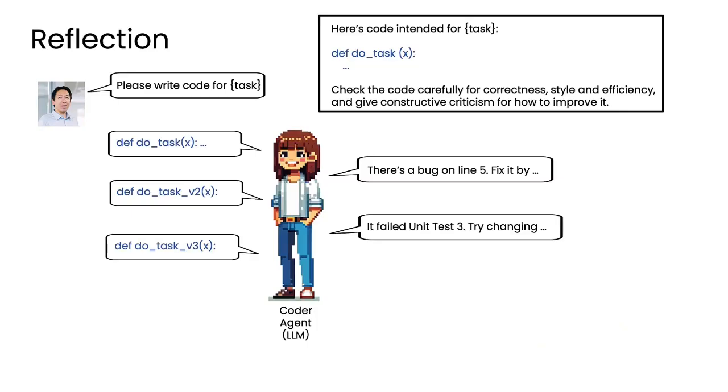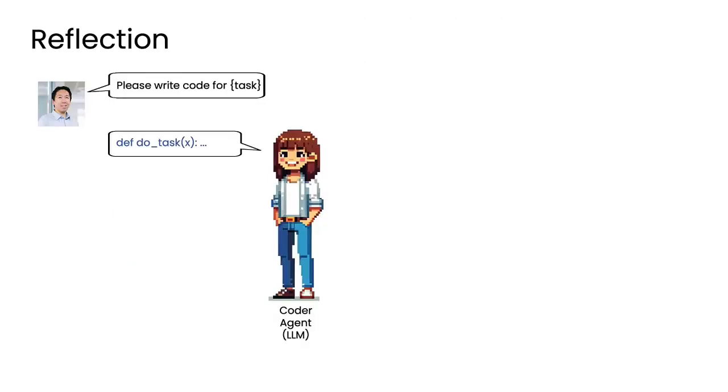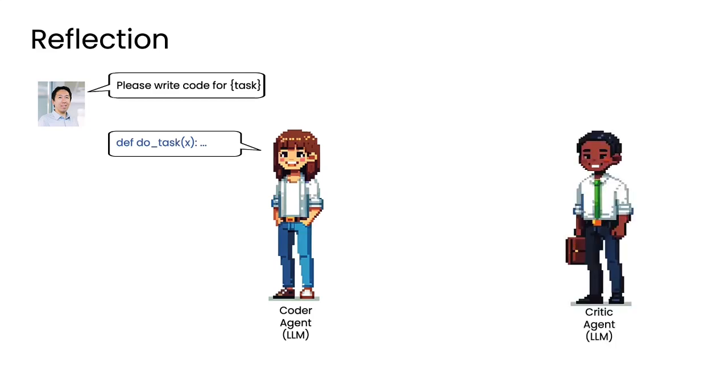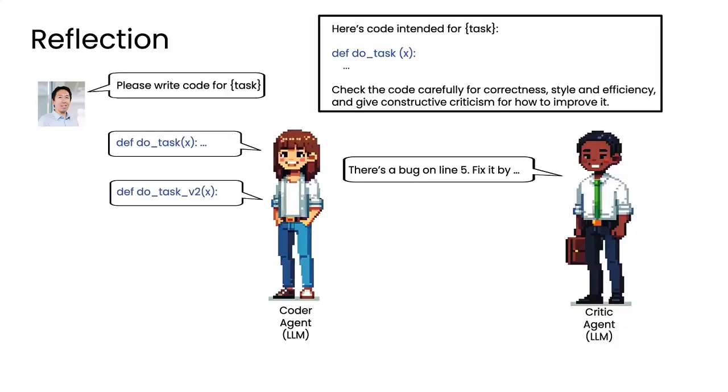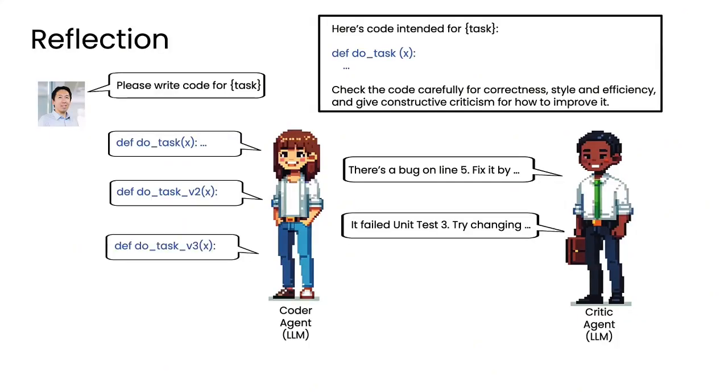Now, I've drawn this as if it was a single LLM that I'm prompting, but to foreshadow multi-agent workflows, you can also imagine, instead of having the same model critique itself, having a critic agent, and all that is, is an LLM that's been prompted with instructions like, your role is to critique code, here's code intended for a task, check the code carefully, and so on. And the second critic agent may be able to point out errors or run unit tests. And by having two simulated agents, where each agent is just an LLM prompted to take on a certain persona, you can have them go back and forth to iterate to get to better output.